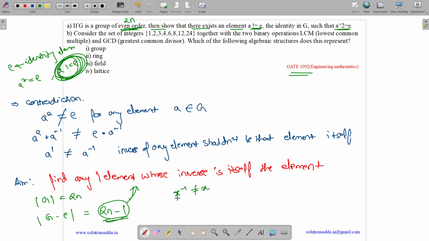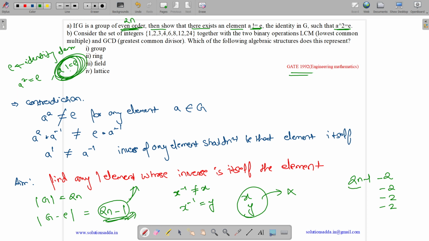Then what will we do? If the inverse of x is not x and it is something like x inverse is y, then we will remove x and y from these 2n minus 1 items. Which means if any item satisfies our contradiction, then two items will be removed from these 2n minus 1 items. Each time we will remove two items, whenever an item satisfies our claim.